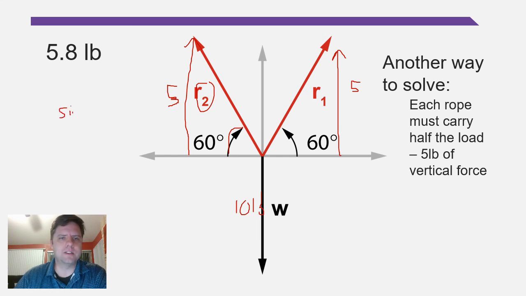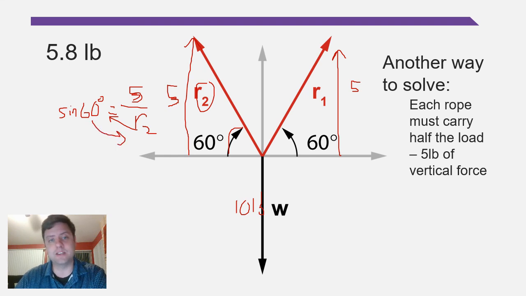Sine of 60 degrees has to equal opposite, which would be 5, over hypotenuse, R2, right? And so all you would do is multiply this R2 up there, which would then divide this sine of 60 down below. So it'd be 5 divided by sine 60, and you should get, again, this answer of 5.8 pounds. So this is to show you can answer these questions in a multitude of ways.